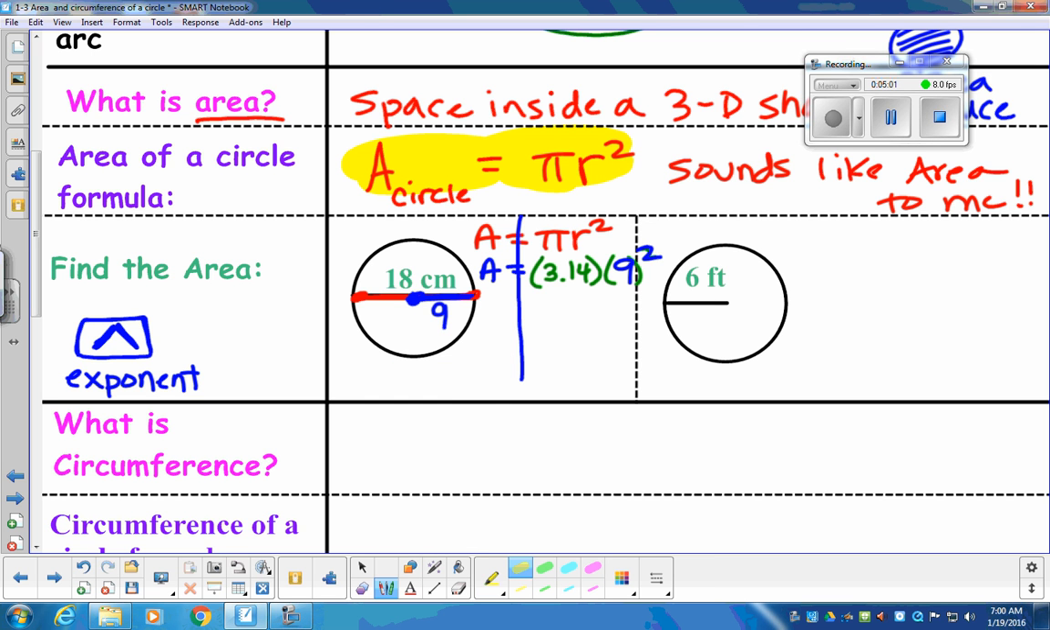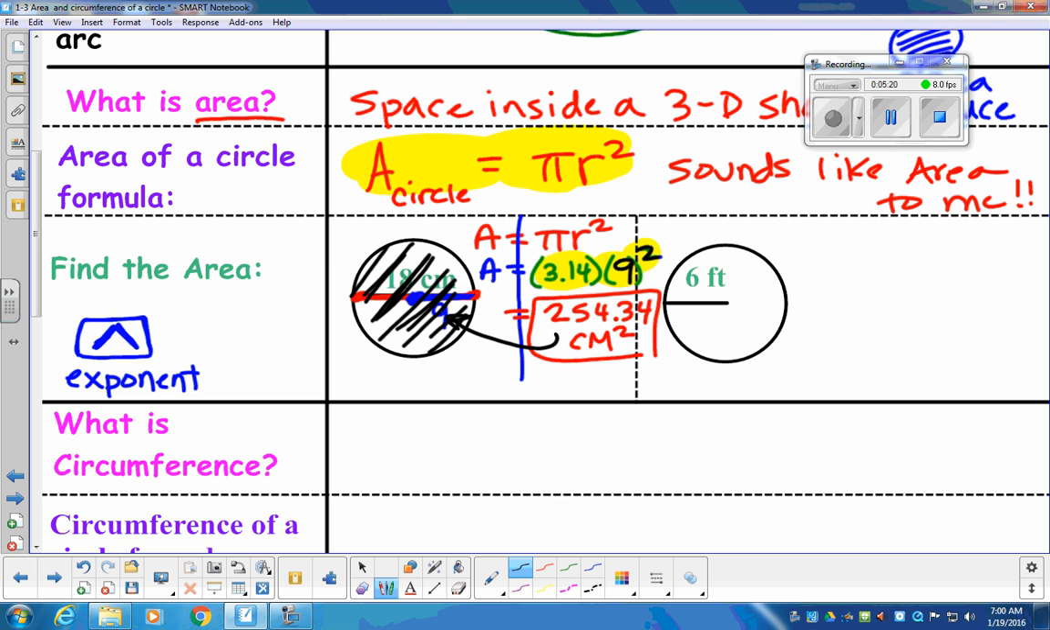So we're going to go 3.14 times 9, exponent button, power 2. That would be an option for you. As you type that in, you would have 254.34 centimeters squared. That is the area, or the space inside this pizza. All the sauce, all the cheese, all the yummy stuff. There's example 1 on area of a pizza, or area of a circle.